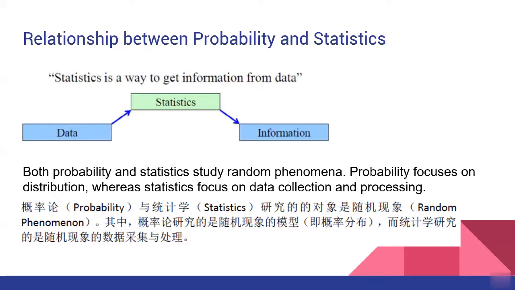In probability, we already know that some random variable follows a certain distribution, and then we study the properties of that random variable, right? However, in statistics, we do not know the distribution of the random variable or population or sample. So first of all, in statistics, usually we have to collect the data and process the data in order to find some properties or distributions for the whole population or the sample.